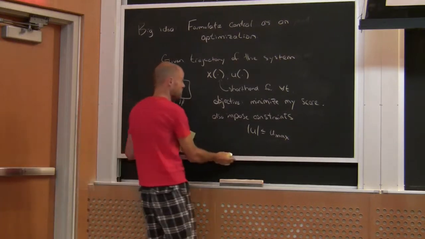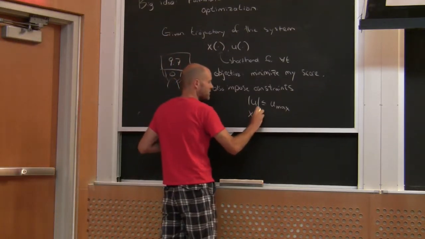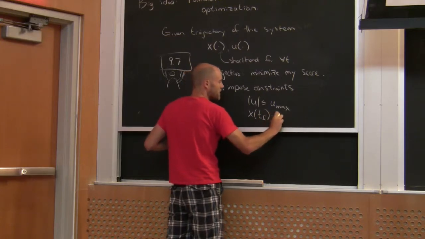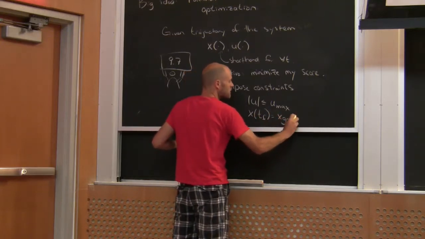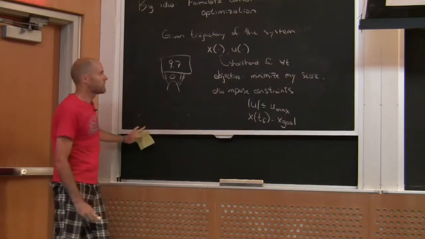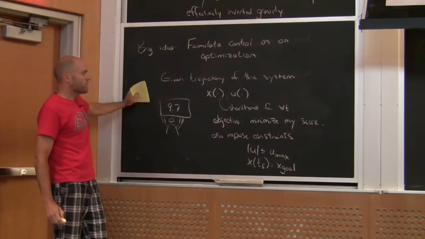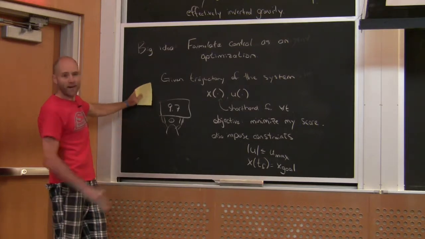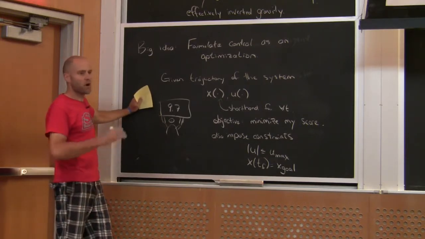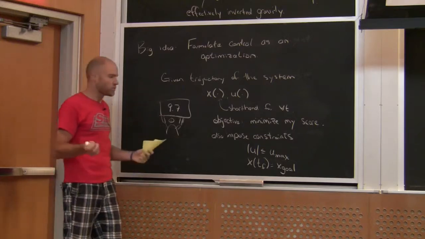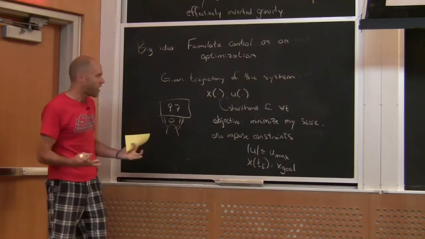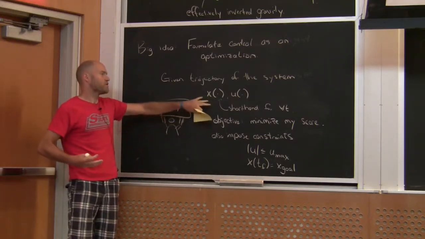Another example might be that x at some final time might be at the goal. That's another constraint we might impose. Okay, so that's actually not that hard of a thing to do. For very broad types of things that you'd want a robot to do, you can often come up with a way to describe it. This is a very general language.